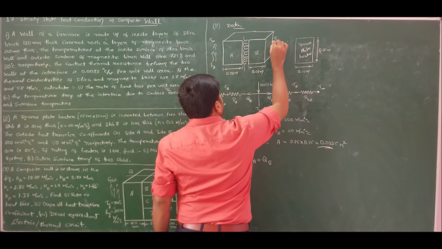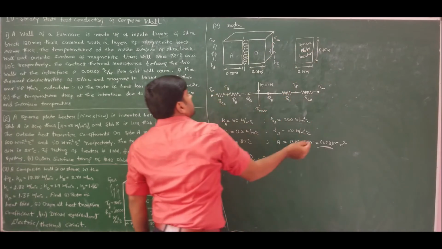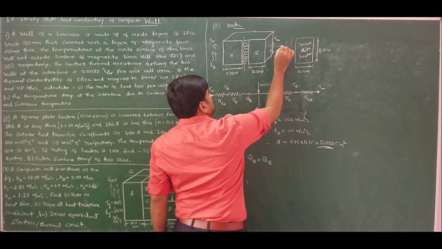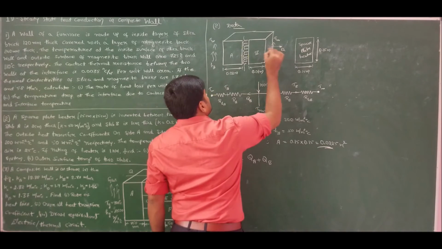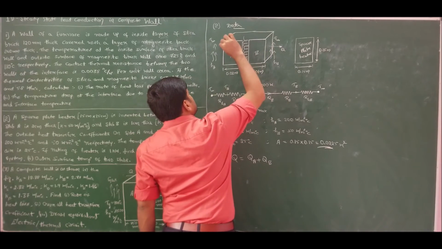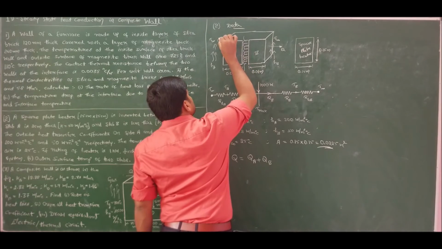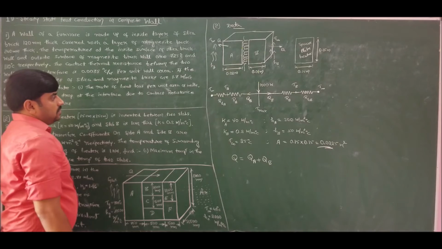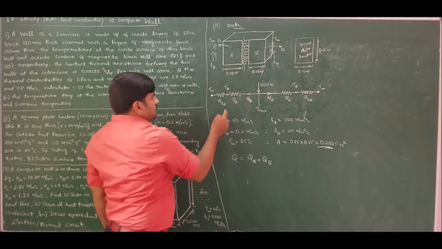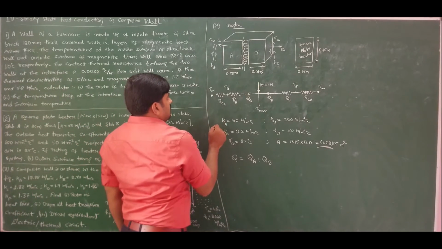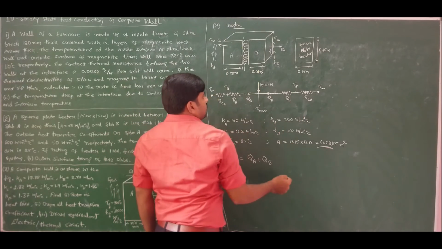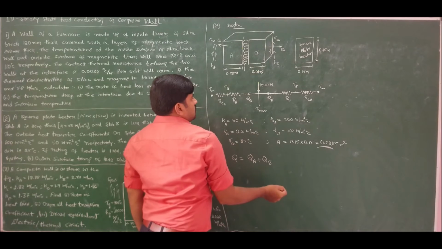Somewhat like this we have, and this area is what I have plotted here. So heat is coming like this, and it is also going like this, Q. Now I don't know the temperature TA. I know the temperature T infinity. I don't know the temperature TB, but I know temperature T infinity.